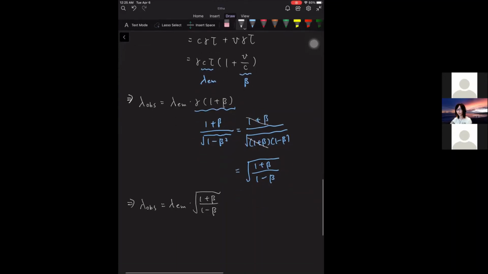Because we can rewrite this: if we divide that equation by the emitted wavelength, we get this, and we know that this is just the definition of 1 plus z, right? Okay, so any questions for this part?